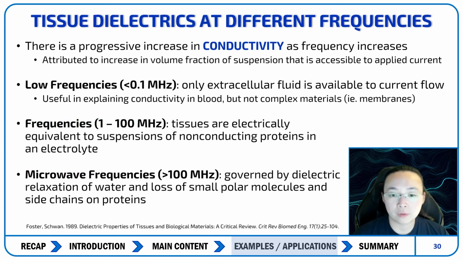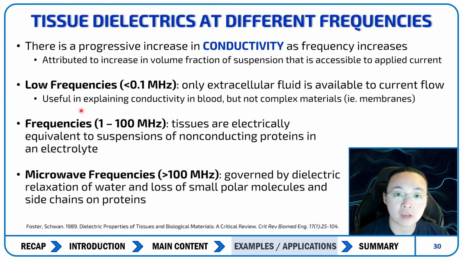The other thing this article goes through is what happens when you apply electric fields or you try and determine dielectrics at different frequencies. So one thing that they found out is that as you increase the frequency, there's going to be an increase in conductivity. And that is attributed to an increase in the volume fraction of the suspension of the sample that you're looking at that's accessible to the applied current. So more of it becomes available to become polarized, for example.